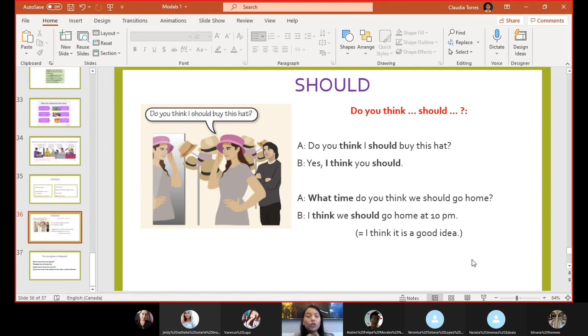Remember, when we're using should, we don't want to be bossy, right? So we are saying the piece of advice in a very friendly suggestion, so the other person can take our advice or not. Okay, but remember this structure: Do you think I should buy this hat? Okay.